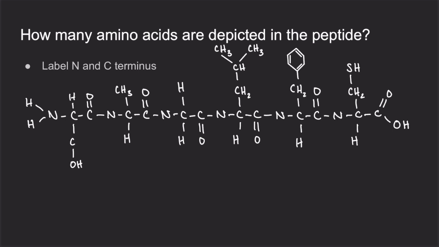So, first, let's label the N and C terminus. We're looking for an amino group. It's pretty convenient. Here is our N terminus. Our amine is the furthest out.